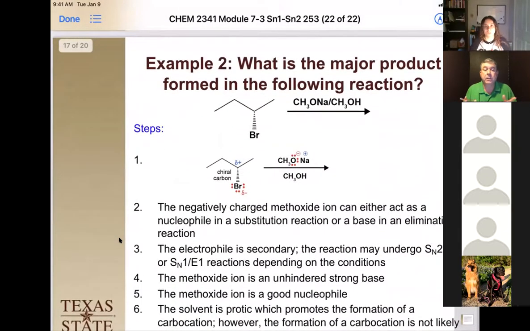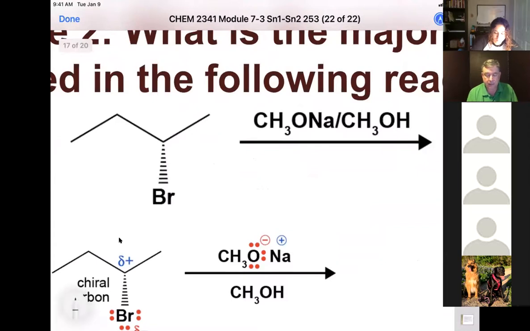Okay, so here, first of all, we have stereochemistry. So we need to think about, okay, what is our mechanism? And then what is the stereochemistry of the final product? Okay, so let's dig into this a little bit. So we have a secondary right here. So that gives us a couple different options, okay?